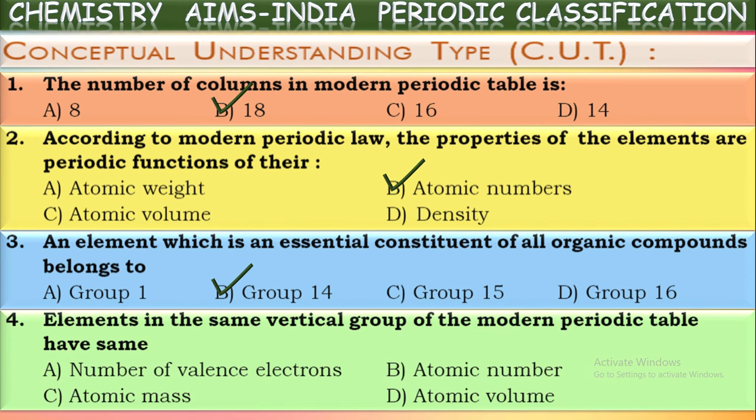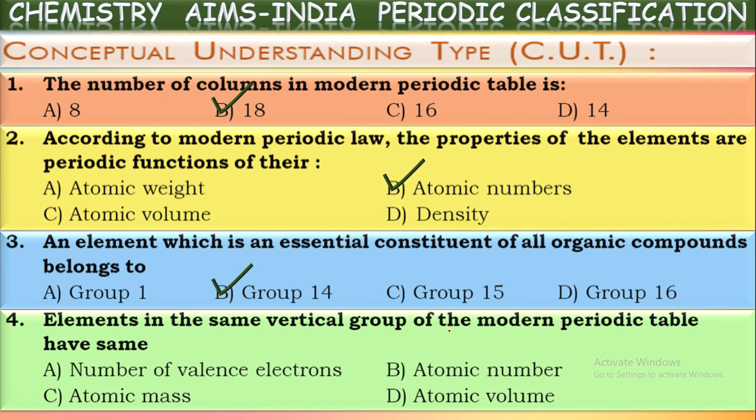Next, elements in the same vertical group of the modern periodic table will have. What do they have in common? The elements present in the same vertical column. So those elements which are in the same vertical column are said to be the elements of the same group. The elements in the same group will have the same number of valence electrons. Okay, they will have the same number of valence electrons.